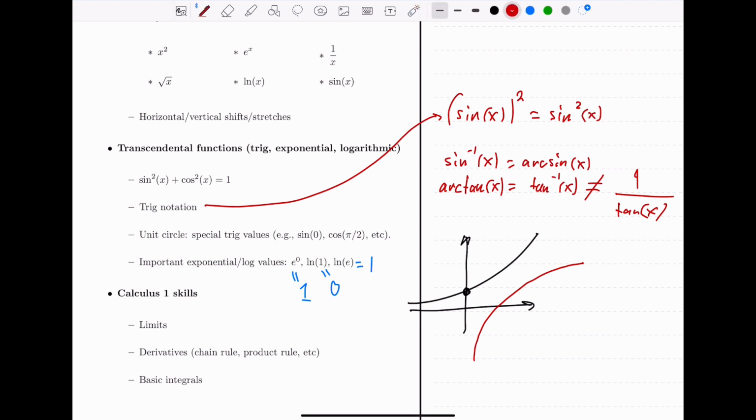That's because the natural log of e to the x is just equal to x. Natural log of e to the x equals x. Also, e raised to the natural log of x equals x, because the exponential function and the log function are inverses of each other.